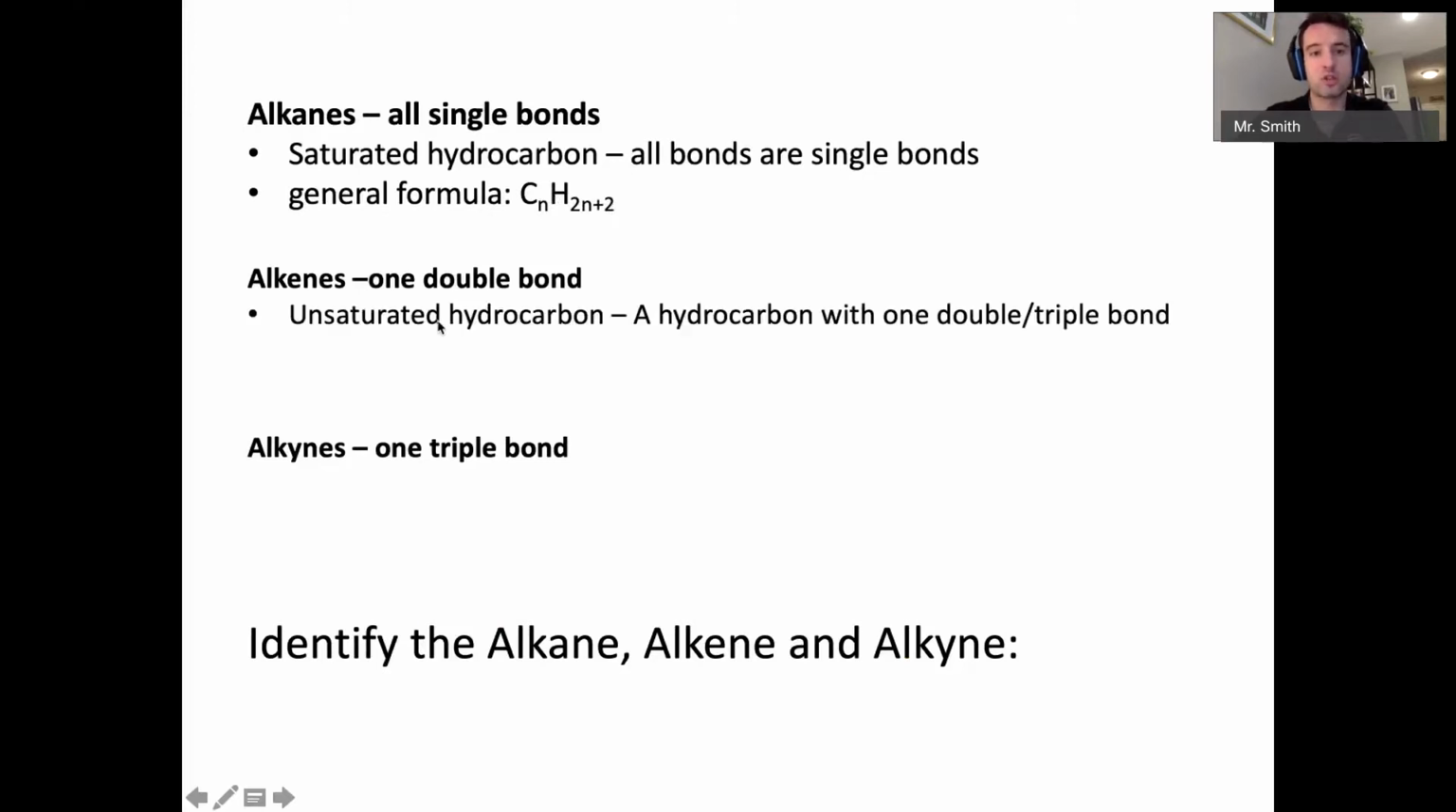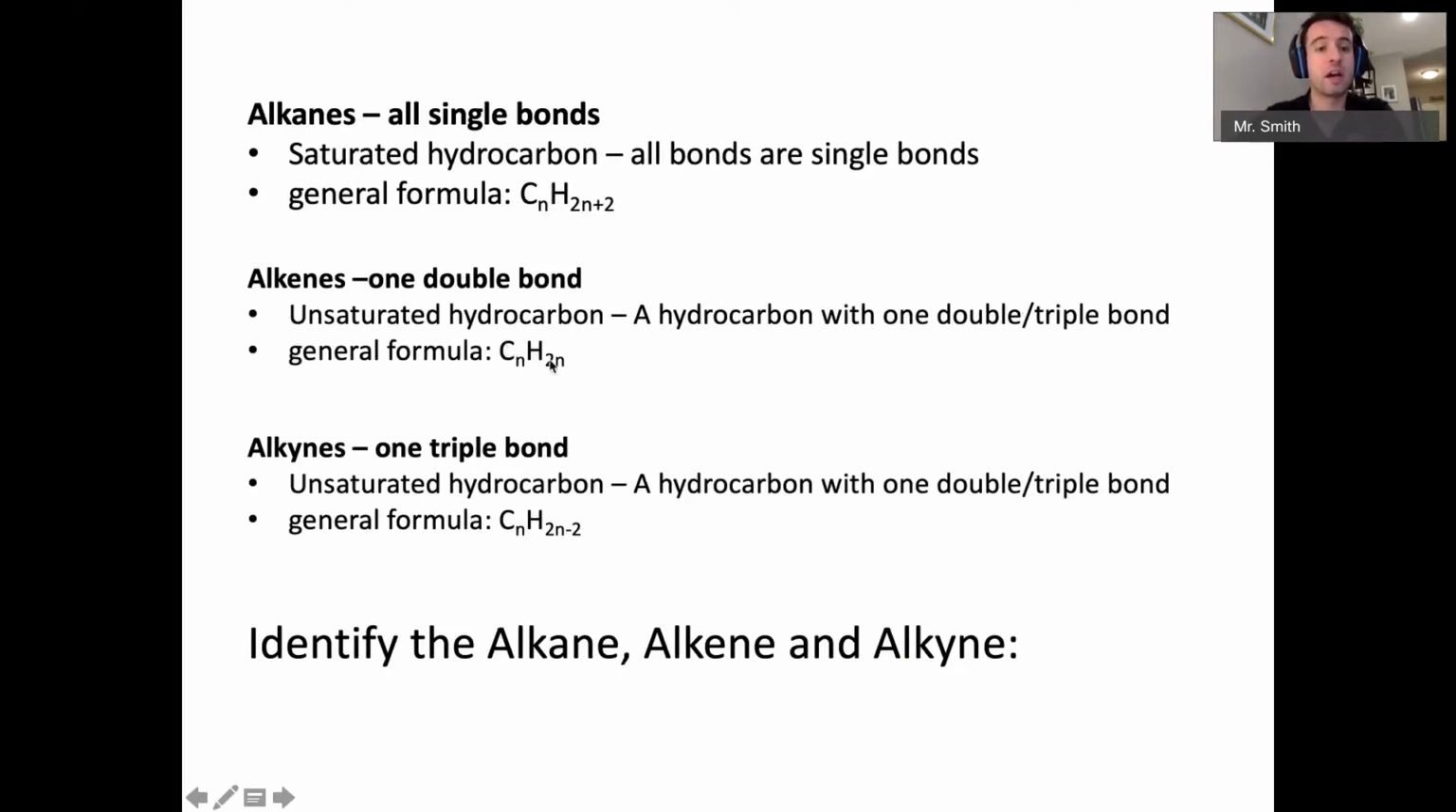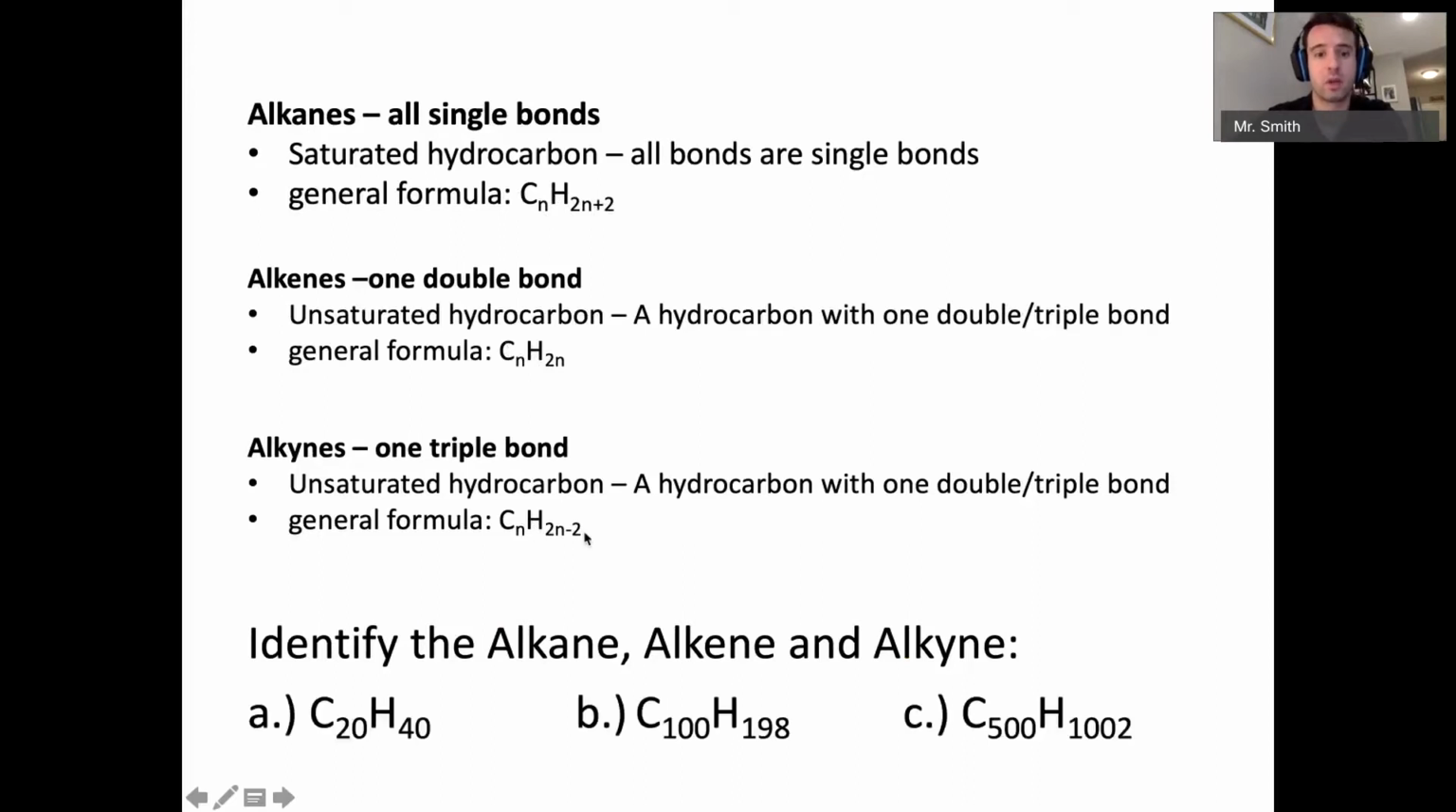Alkenes are an unsaturated hydrocarbon. That means they're a carbon with one double or triple bond. And they've got this formula: CnH2n. And then alkynes are also unsaturated, and this is their formula. Now, we're going to go over exactly why the formulas are the way they are in a little bit, but for now, I need you to write these formulas down: the alkane, the alkene, and the alkyne. Okay, so using these formulas, you should be able to identify which one is which.